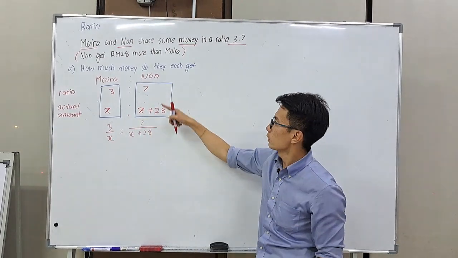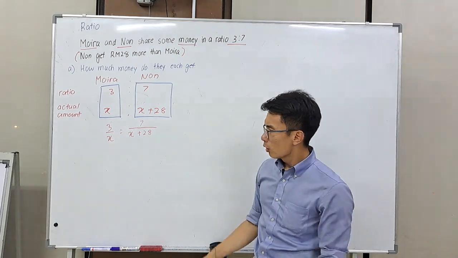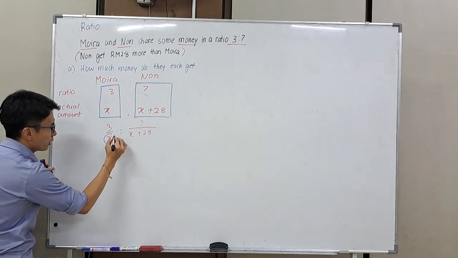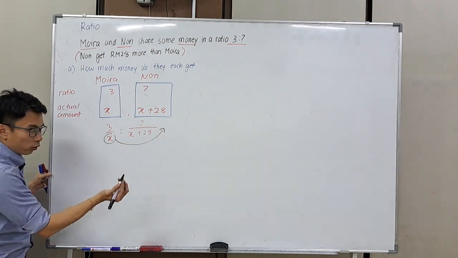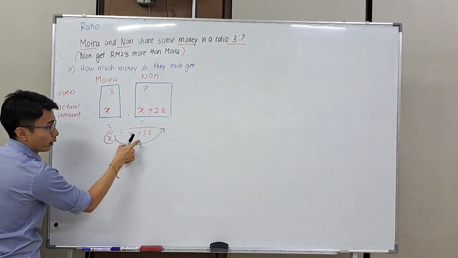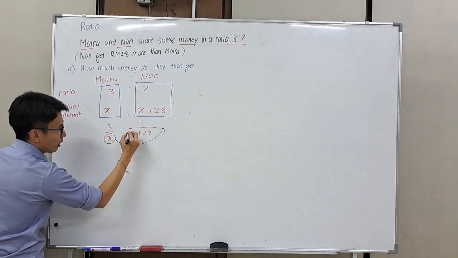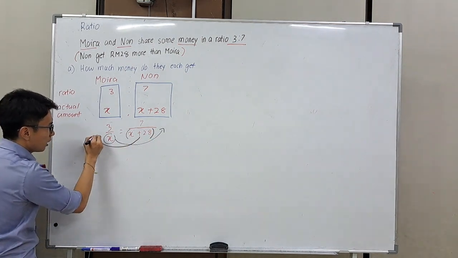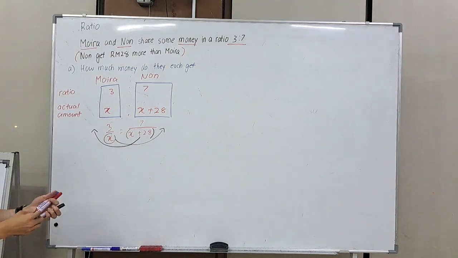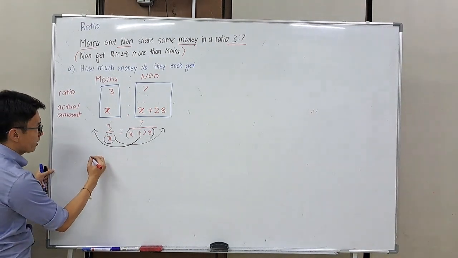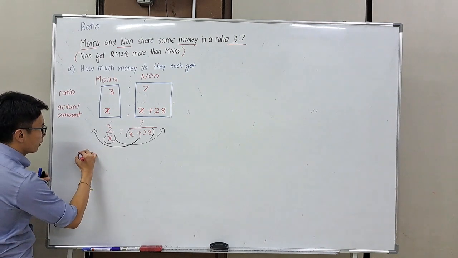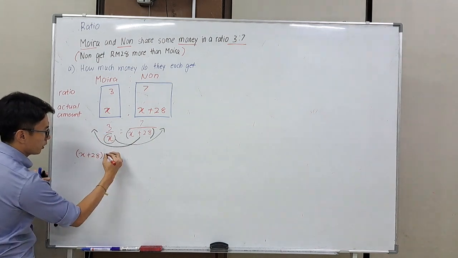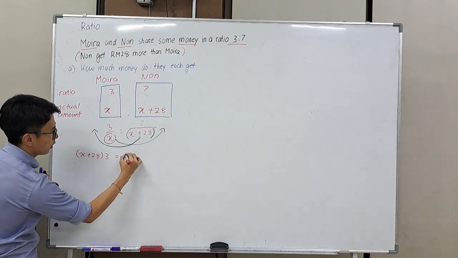Now take a look over here. This is a long one, because 7 over this is my denominator. So we're going to do the same thing as all our previous examples: cross multiply. Again, this is X plus 28, so if I want to bring this up, I bring the whole thing up. So what I get is X plus 28, in brackets, times this 3 here, and this equals 7.